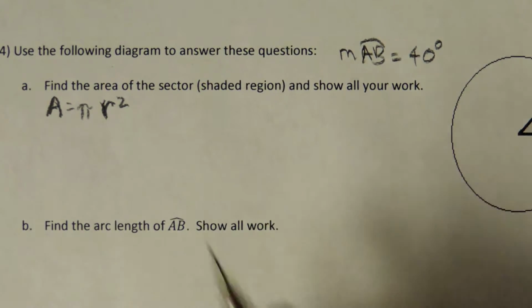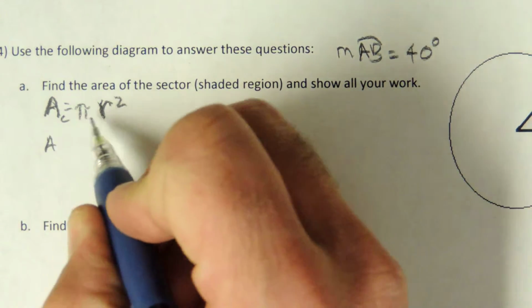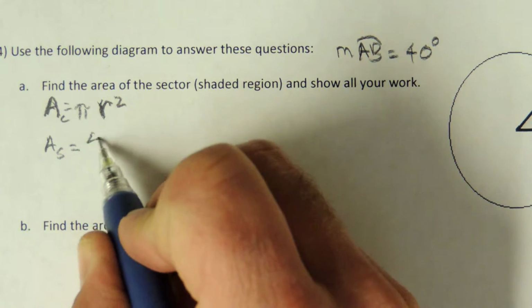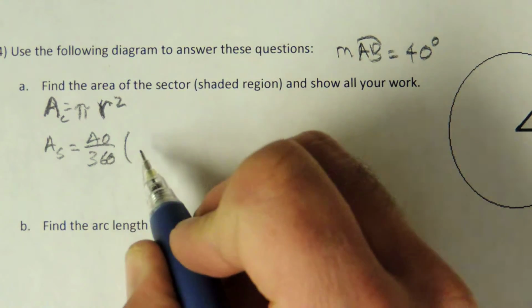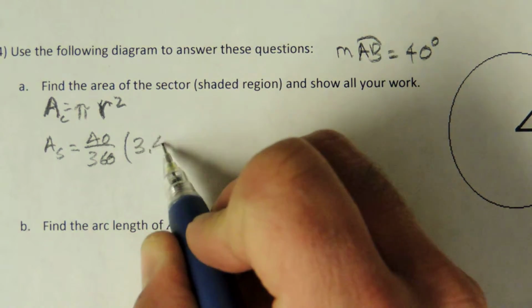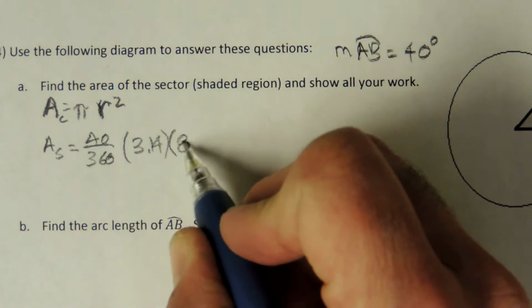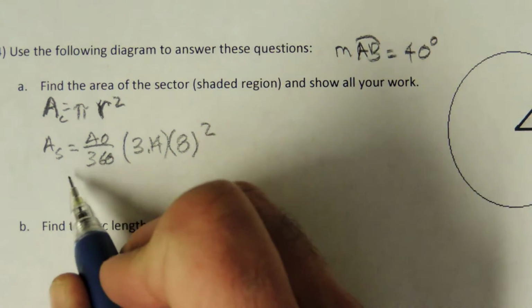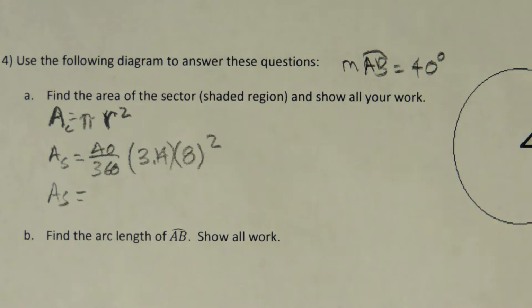So my area for the sector, area for the circle is pi r squared. Area for the sector is 40 out of 360 times pi times the radius squared. And I'll need a calculator for that.